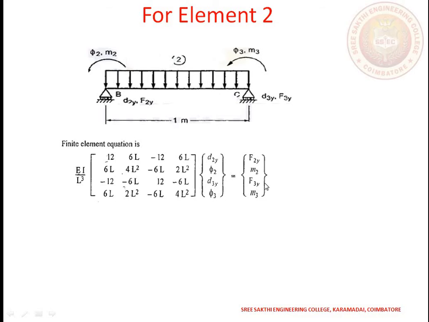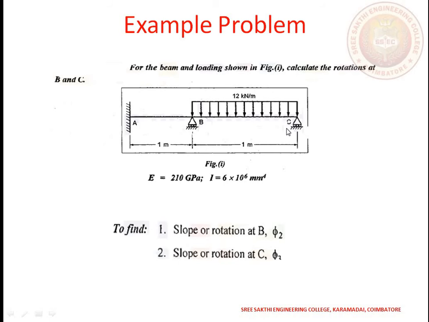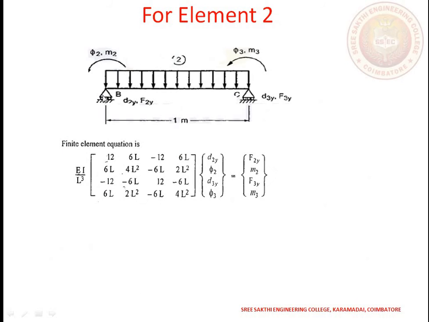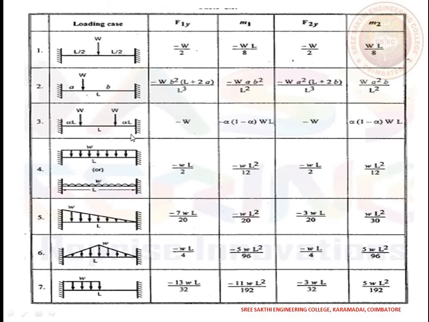But the force acting here is a uniformly distributed load. The value is given, what is the value? 12 kilonewton per meter. Okay, so over the entire length it is acting as 12 kilonewton per meter. So we need to apply the force values. Okay, so how do you calculate? Based on the table, you can refer to the uniformly varying load.